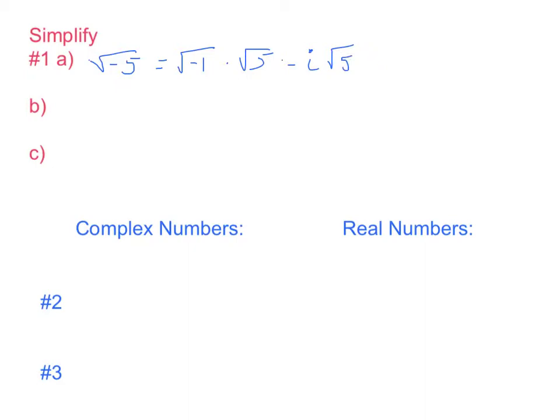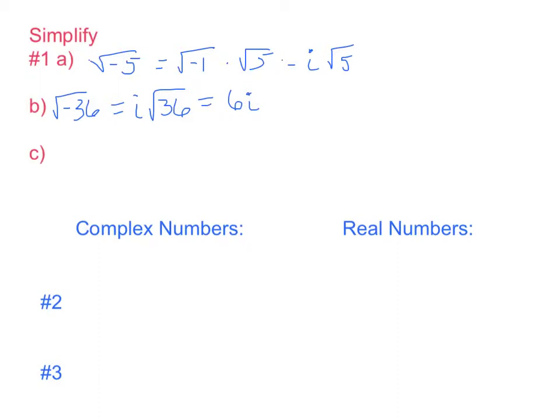Try the second one. The square root of -36. Well, the negative comes out as the complex unit. You're left with the square root of 36 on the inside. But 36 is a perfect square. The square root of 36 is just 6. So this really just says 6i.